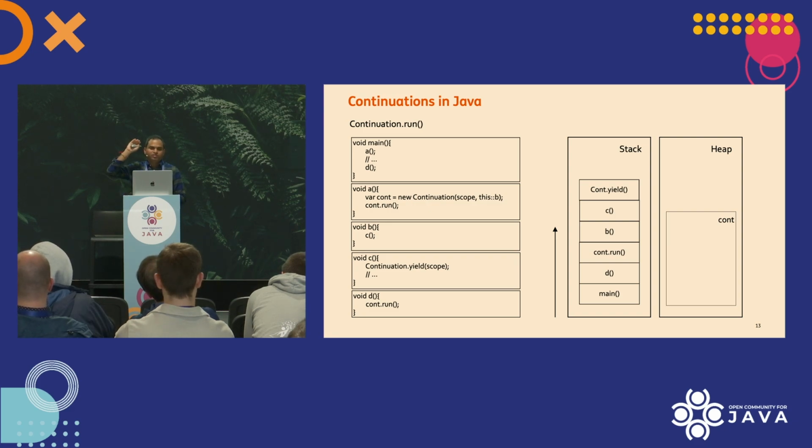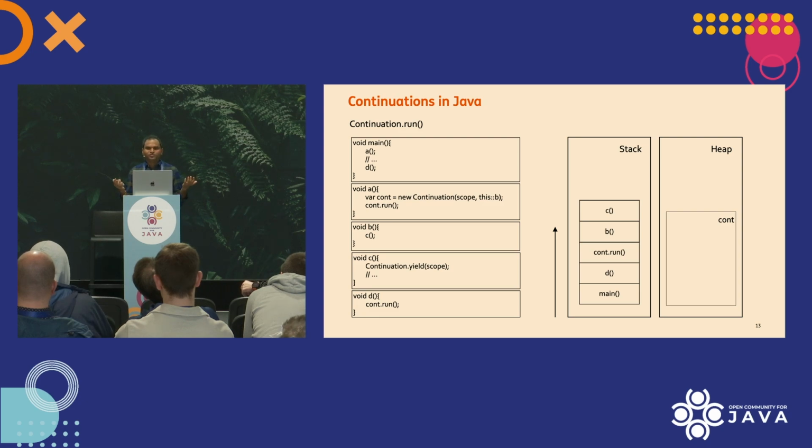And the top stack method, which is continuation.yield, that returns to method C. So this way, you basically effectively transfer the control to the last yield point, and then you resume from there. So that's how the control transfer is achieved. So this control transfer is pretty wacky.